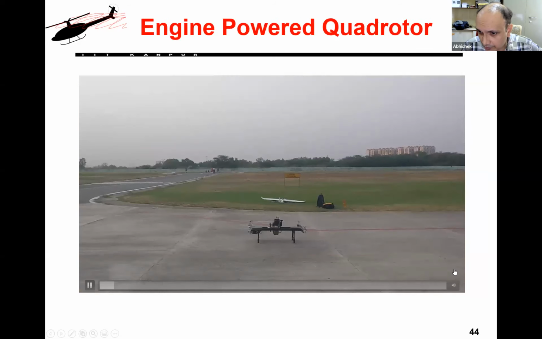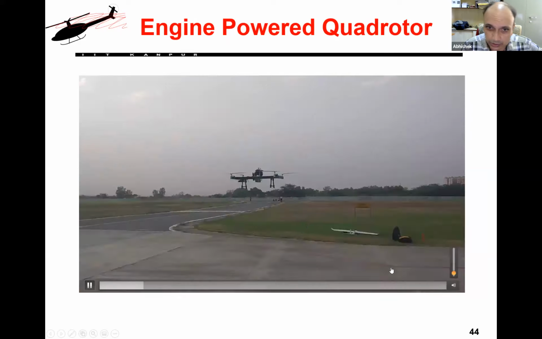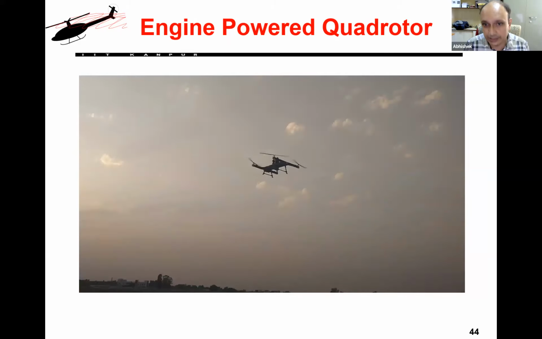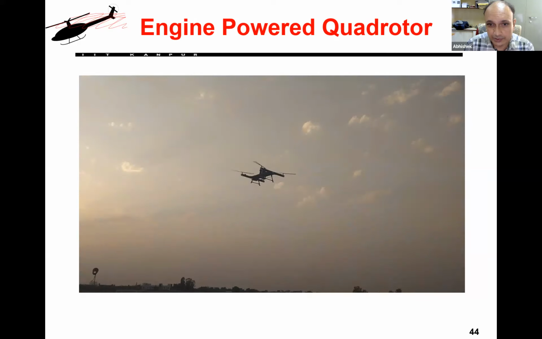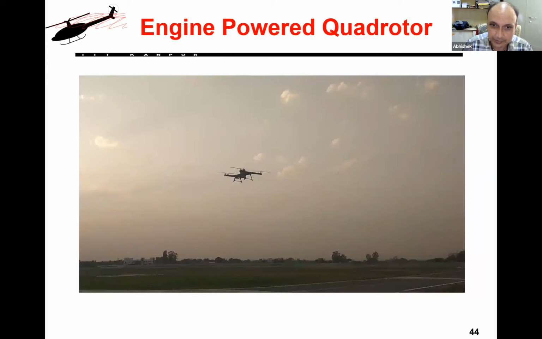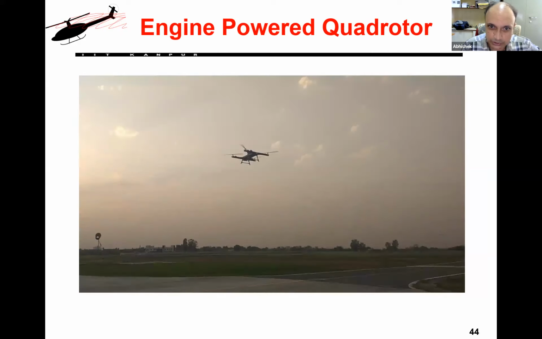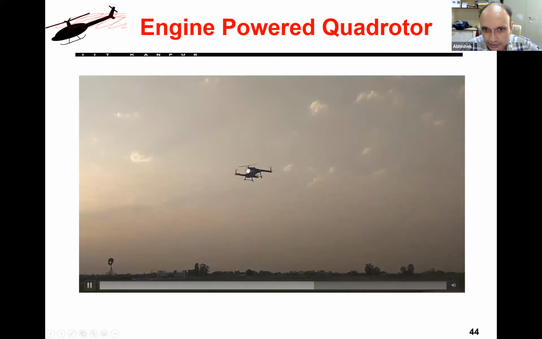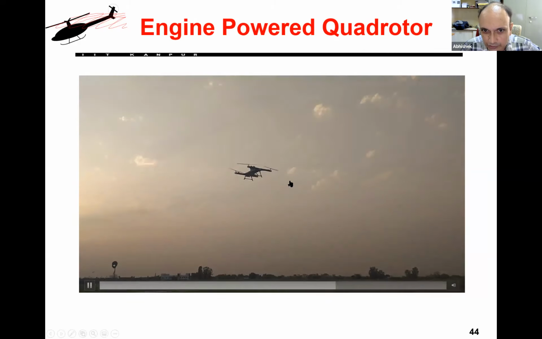Then we have also developed this engine powered quad rotor. Now, there are 2 ways of making an engine powered quad rotor. I can have an onboard generator, or I can have a transmission system which controls all the 4 rotors directly. So we followed the latter approach and developed this particular platform. This was actually a DRDO project. DRDO had interest in this kind of vehicle, so we developed it for them.